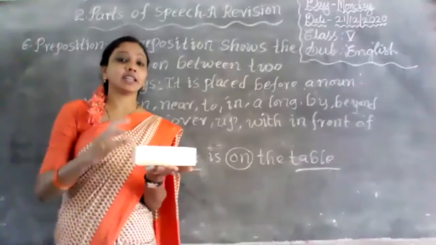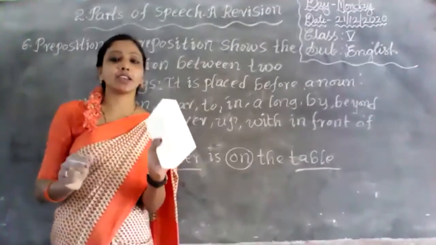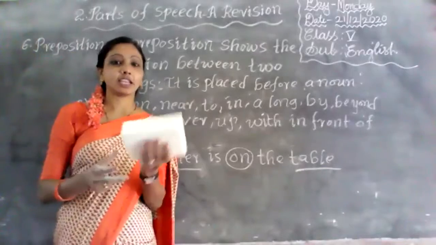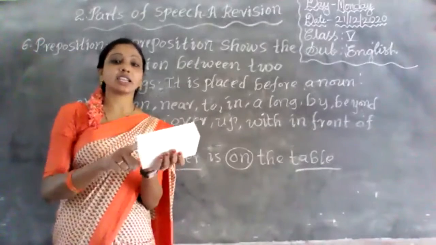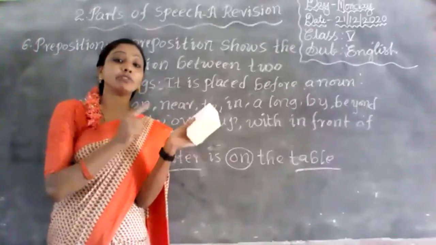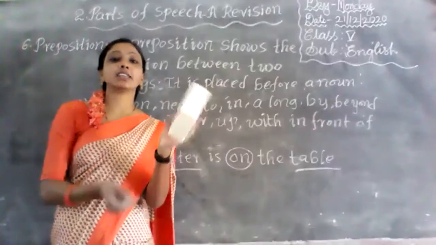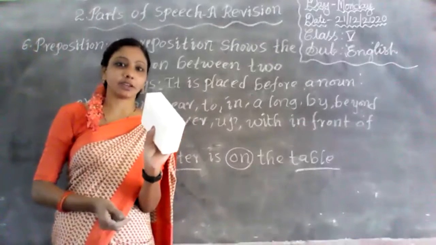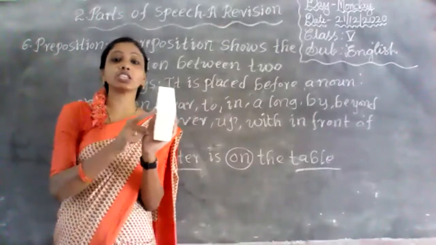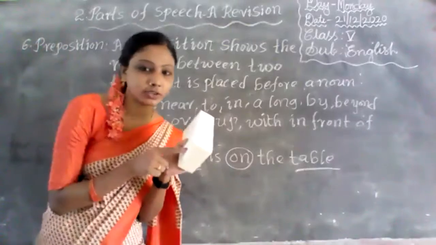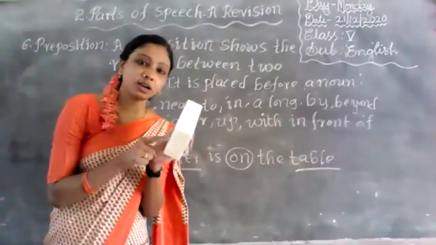Okay, for example, I hold this duster, imagine I kept it in my hand. Where is the duster? The duster is in my hand. That means I hold this, that's why the duster is in my hand. What is the relation between my hand and the duster? The duster is in my hand. Here, in is showing the relation between my hand and the duster. In is the preposition.